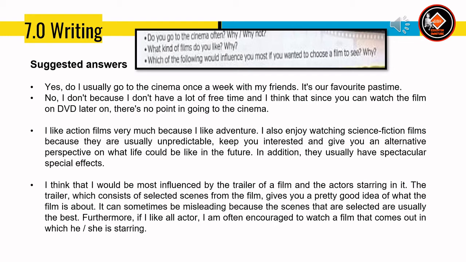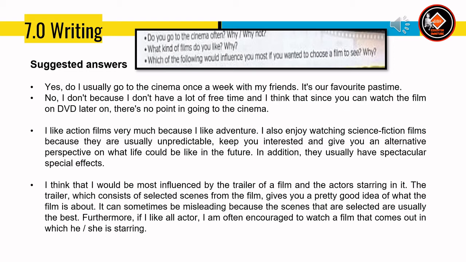I like action films very much because I like adventure. I also enjoy watching science fiction films because they are usually unpredictable, keep you interested and give you an alternative perspective on what life could be like in the future. In addition, they usually have spectacular special effects.